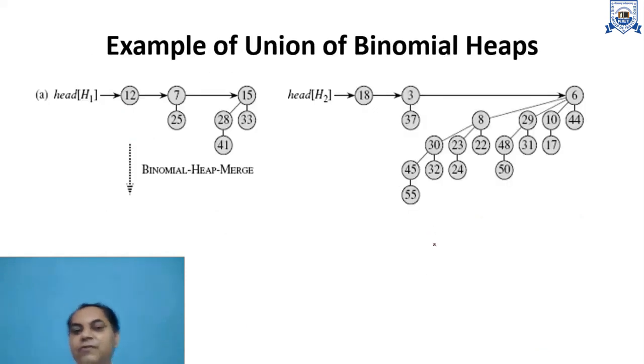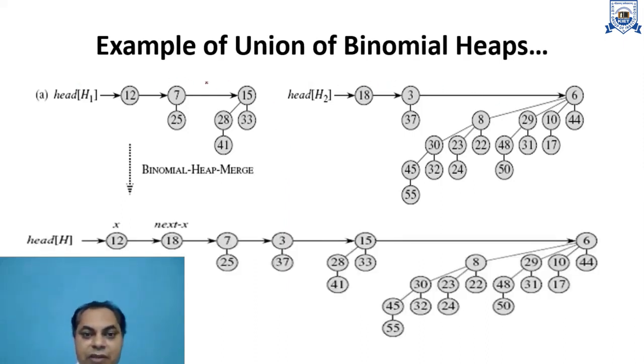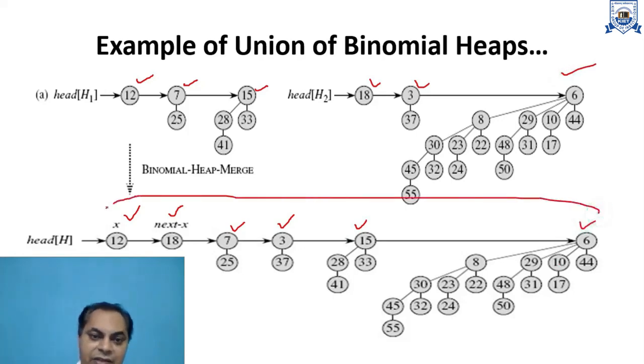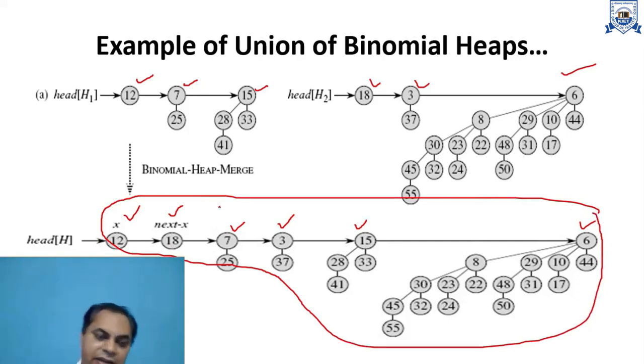Now let's do a simple example. We have two binomial heaps H1 and H2. After the binomial heap merge procedure, we merge the root lists of those binomial heaps. So this is degree 0, this is 18, this is degree 1, this is degree 1, this is degree 1, this is degree 2, this is degree 2, and this is degree 4, and this is degree 4. That means we merge the whole list based on degree. As the algorithm says, the node pointed to by head is x, and the sibling of x becomes next of x.